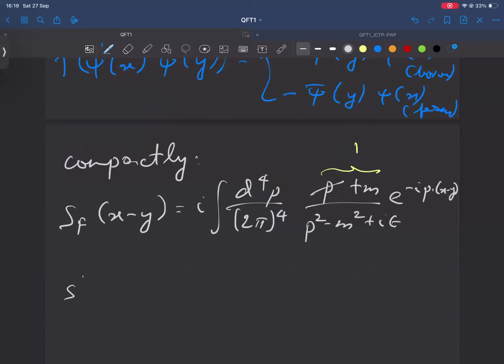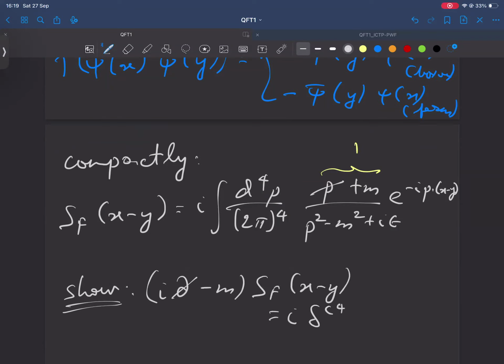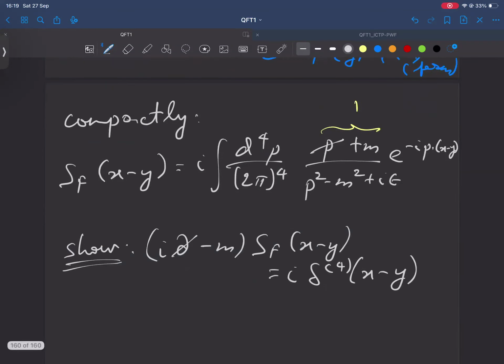And you can show, just like the complex scalar field case, that if you act on it with the Dirac operator, you would get the delta source. So remember that in the complex scalar field case, the Feynman propagator solved the Klein-Gordon equation, which was the equation of motion in that case, but with a delta source. Here also it solves the equation of motion, which is the Dirac equation here, but with a delta source.